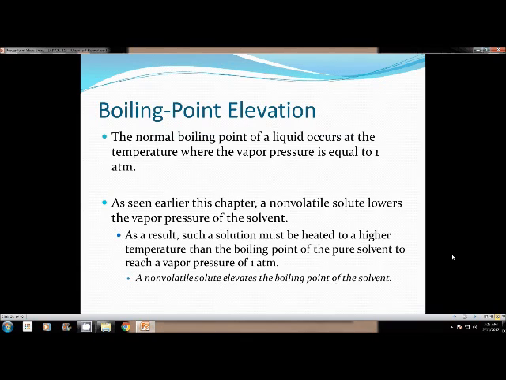A non-volatile solute elevates the boiling point of the solvent. That's the most important thing you need to know here. The non-volatile solute elevates the boiling point of the solvent. So it raises the temperature at which it boils, or at which point it changes from a liquid to a gas.